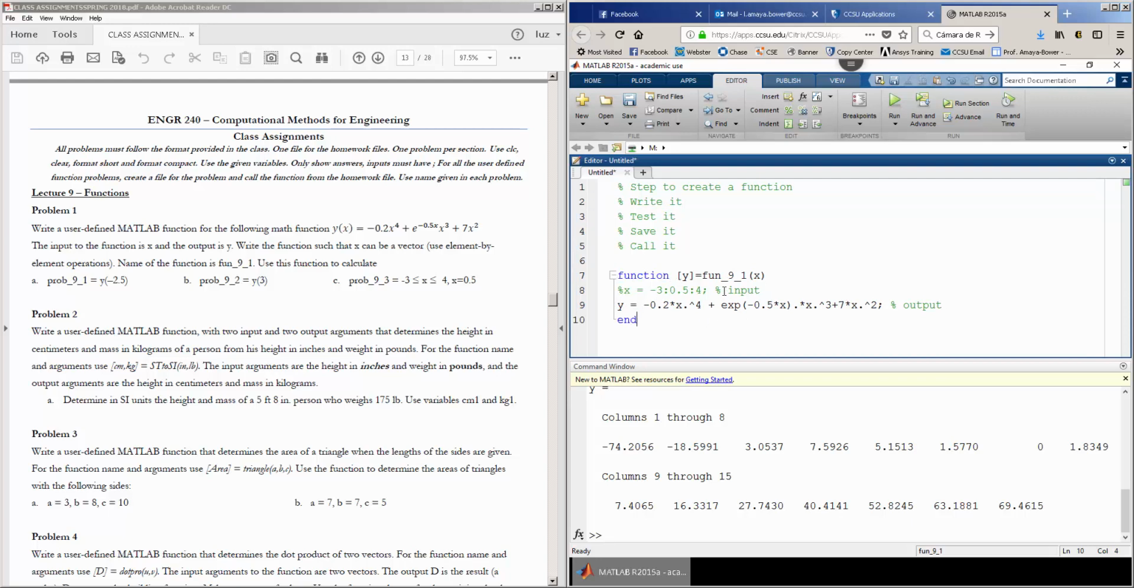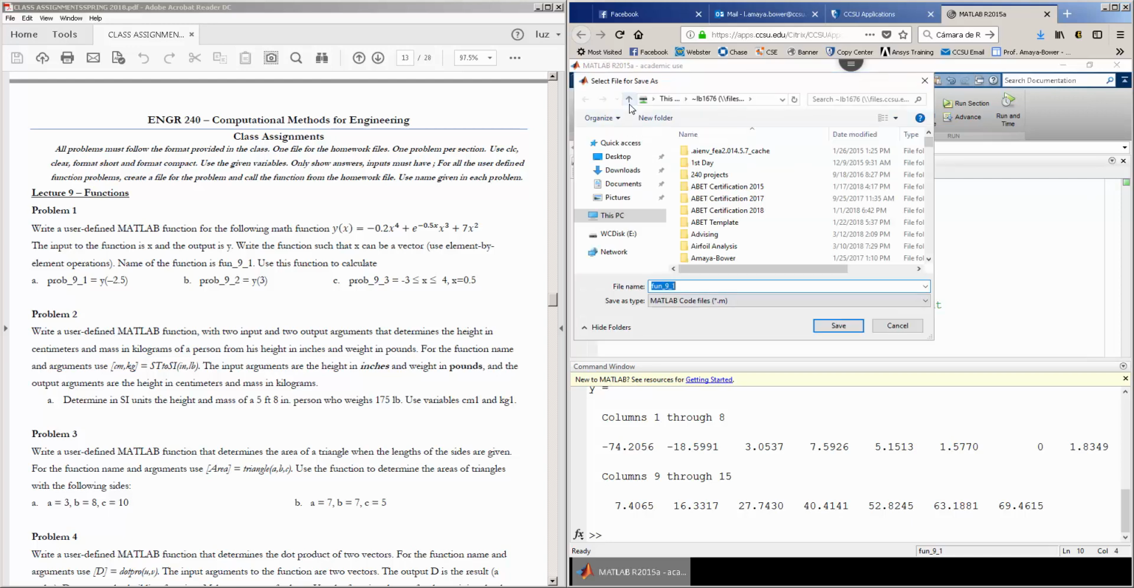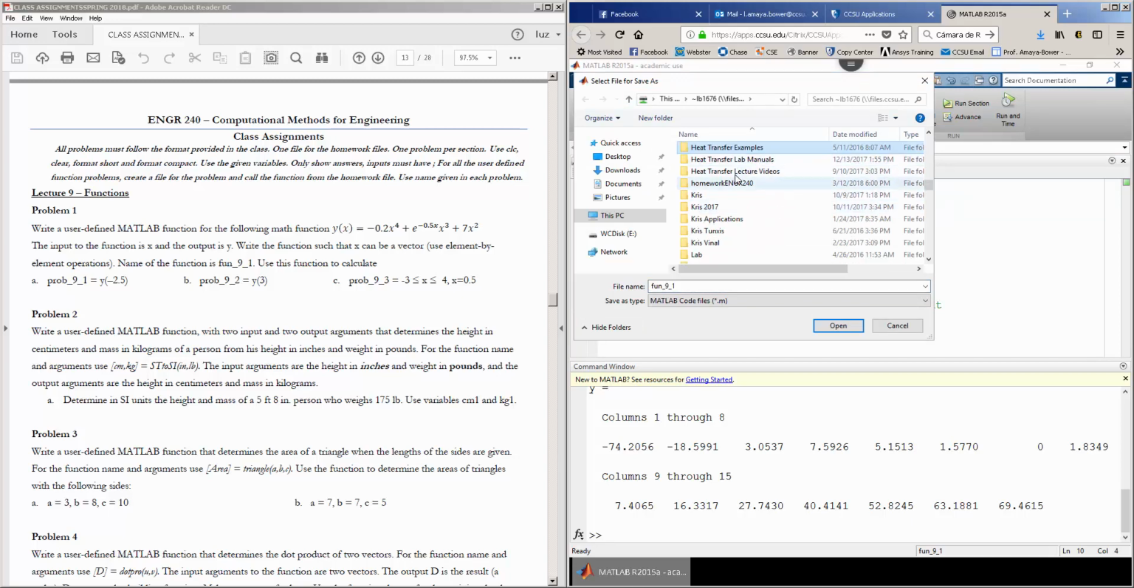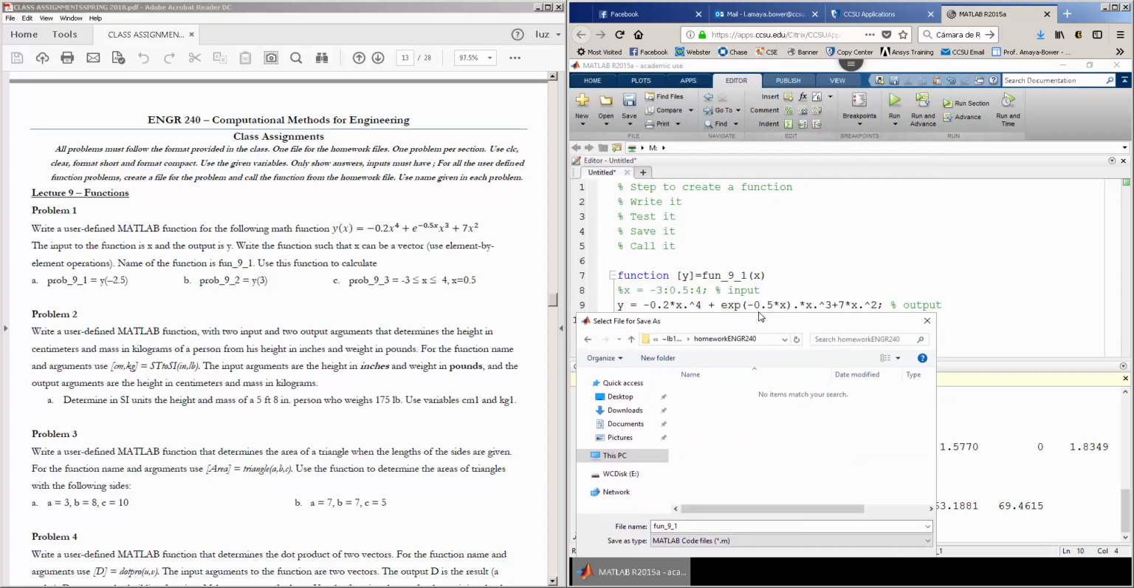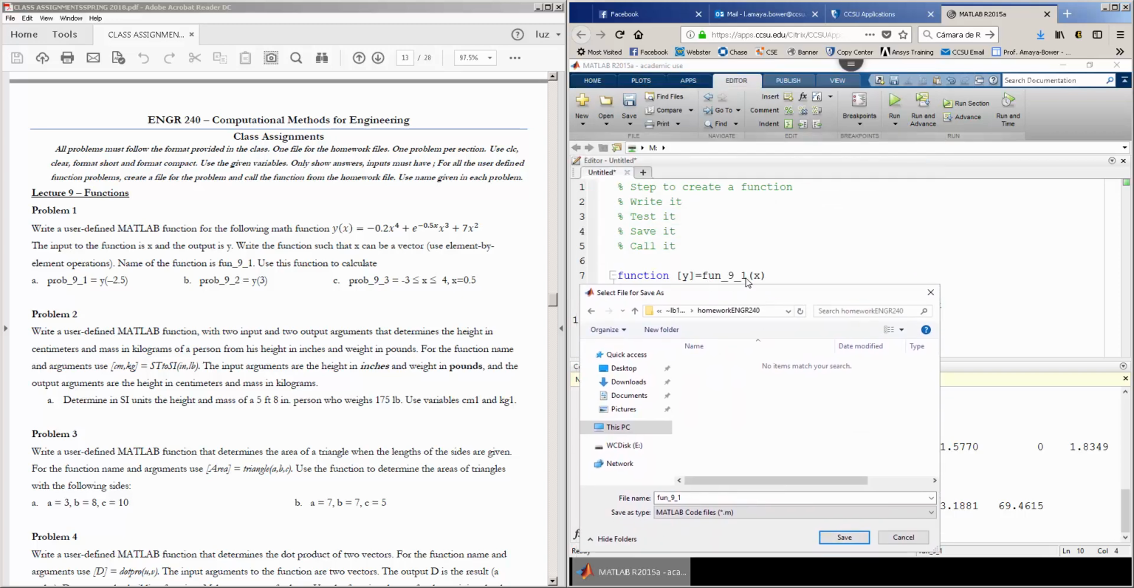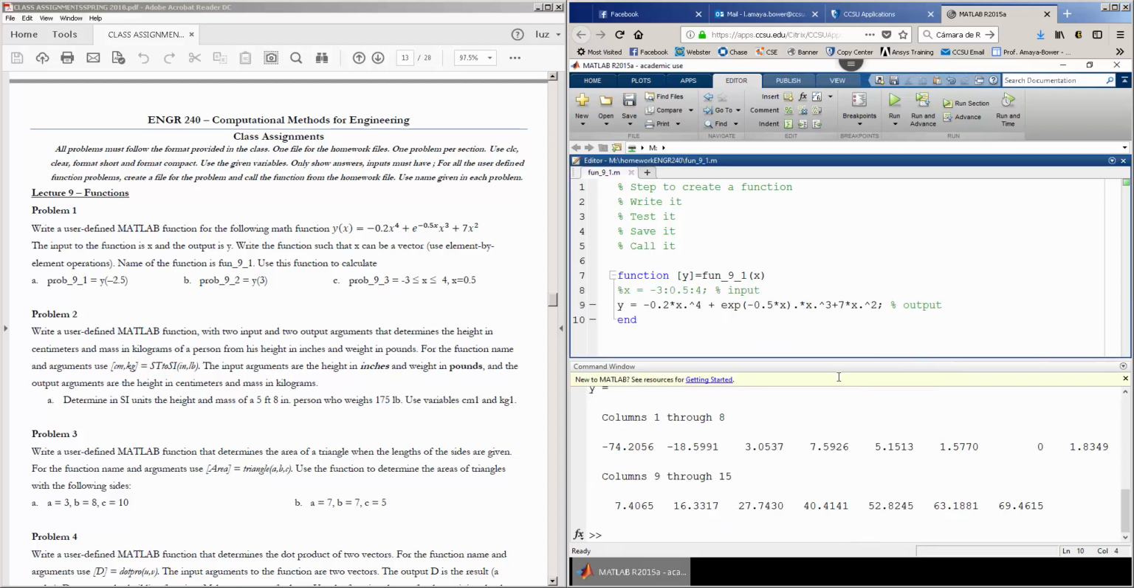Now we have it. After you set up the function, now we save it. We're going to save it in your homework files. And you save it exactly. Notice that the name that it has, the number that you put over here, is exactly how you have over here. Make sure not to change it. You click save.